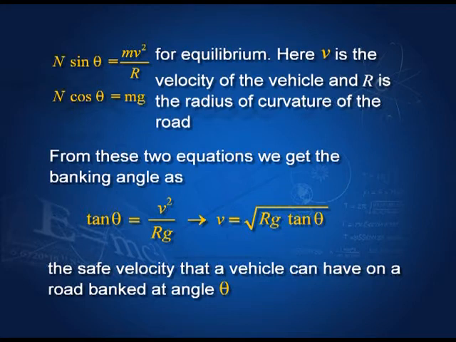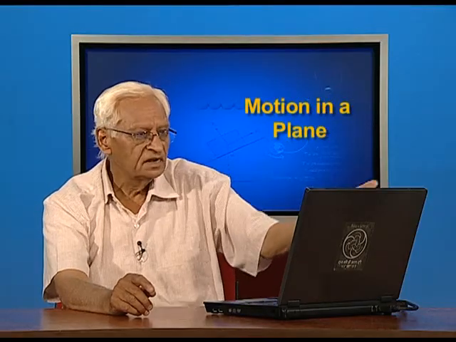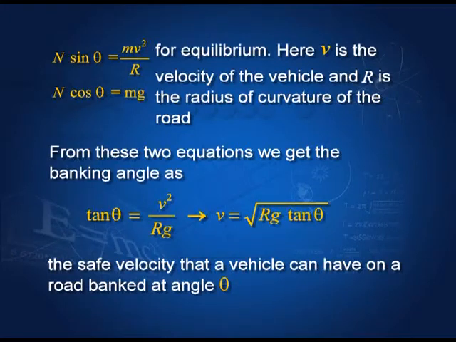N sin theta is to provide m v squared by r, N cos theta is to balance the weight of the object, and therefore, we divide one by the other, we get tan theta, which is equal to v squared by r g, or v is equal to the root of r g tan theta.